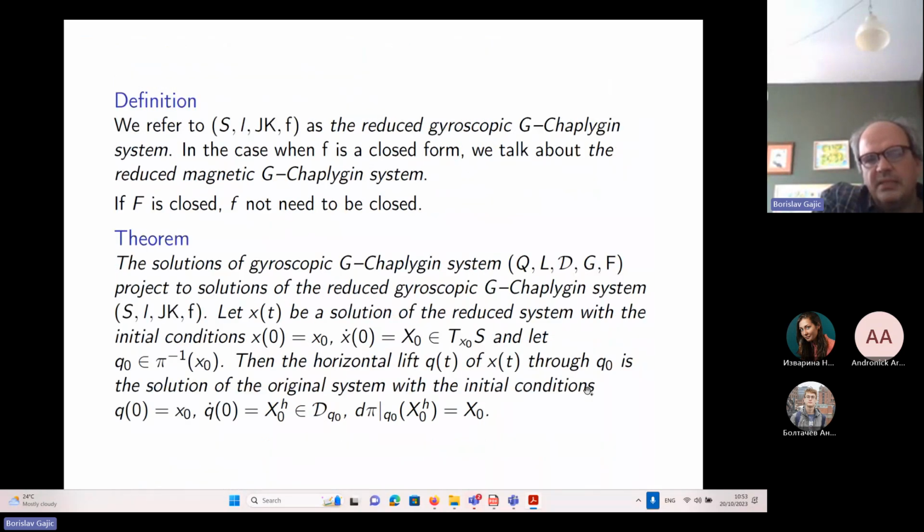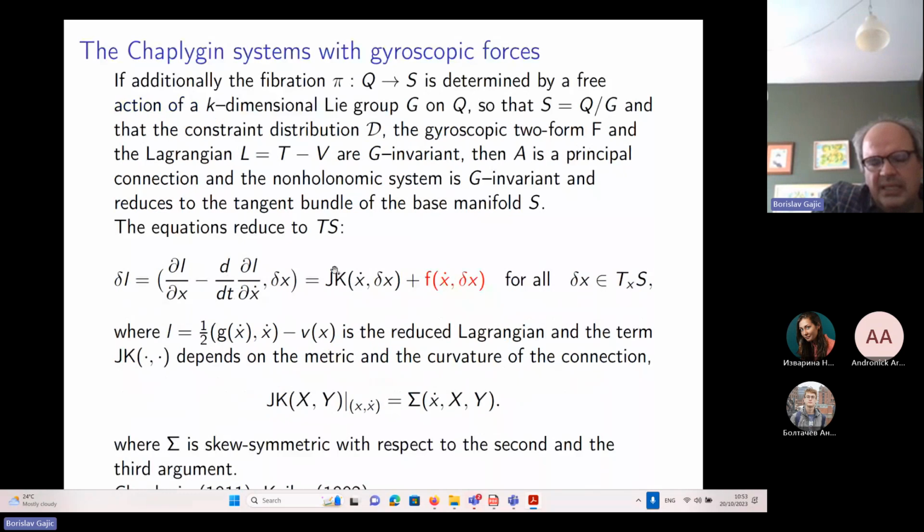This is how they look, and this J K term is not visible here, but it is given by the condition that D is a non-integrable distribution. So this is a part that exists because of the non-integrability of D, and it depends on the metric and the curvature of the connection. And this red part, this additional part, exists because of the gyroscopic force.